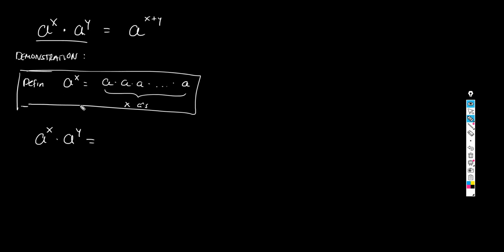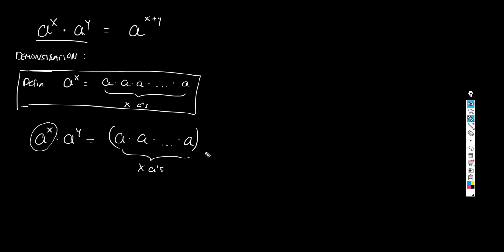And then I'm going to apply my definition to both of these numbers, a to the x and a to the y. So a to the x, according to my definition, is equal to a times, etc. times a. How many times or how many a's do I have in here? I have x a's, according to the exponent, right? Okay. So this is all of this.